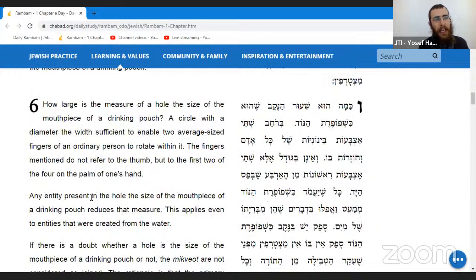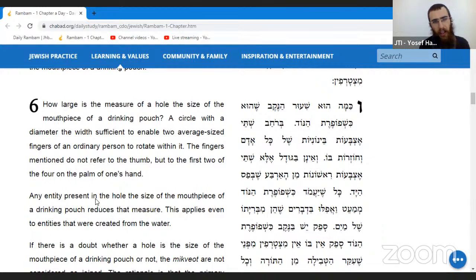Halacha number 6. How large is the measure of the hole the size of the mouthpiece of a drinking pouch? Just when you were wondering. A circle with a diameter, the width sufficient to enable 2 average-sized fingers of an ordinary person to rotate within it. The fingers mentioned do not refer to the thumb, but to the first 2 of the 4 of the palm of one's hands. These 2 fingers.